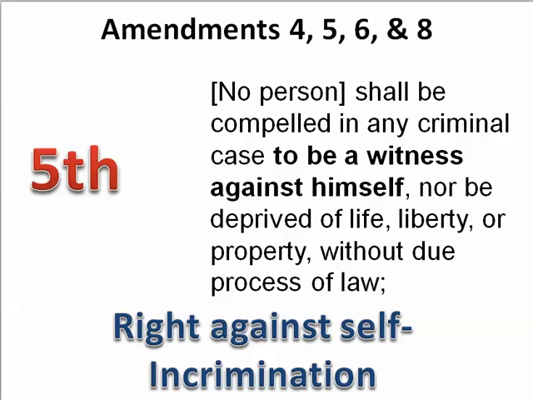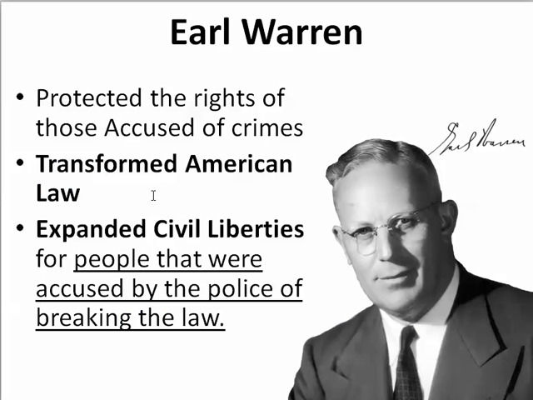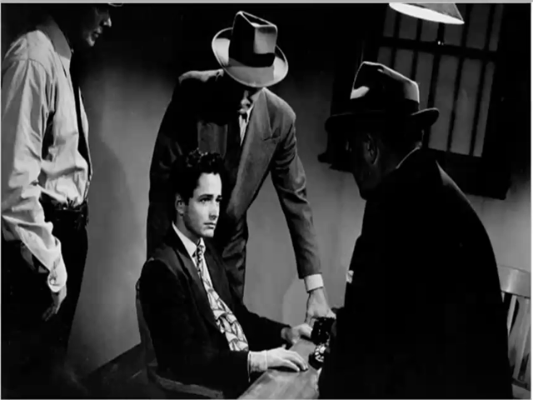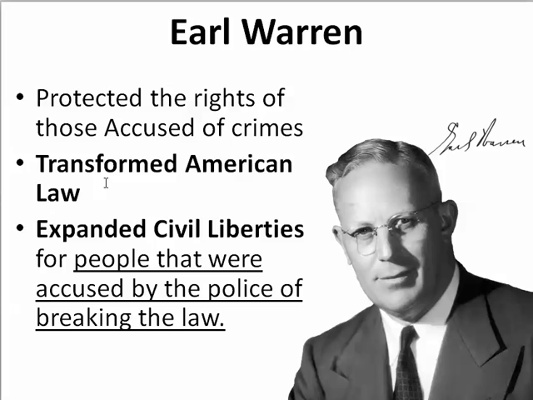We said that Warren was going to transform American law in the United States. Well, how does this transform American law? And how does it expand these civil liberties of people accused of crime? Before Arizona became an issue, in every state in the United States, no police officer was made to read rights and inform people suspected of crimes before they interrogated. The key is before they interrogated them and asked them questions about the crimes.